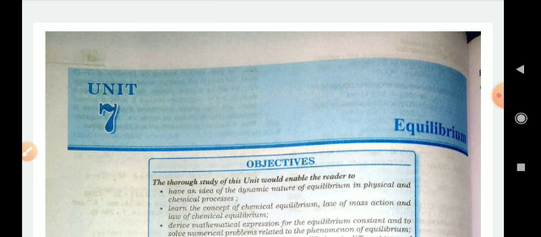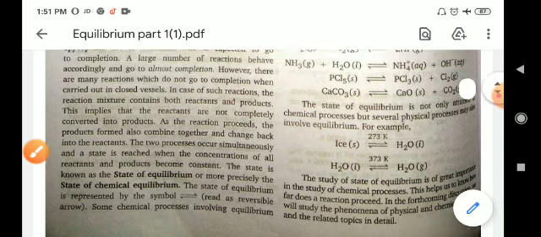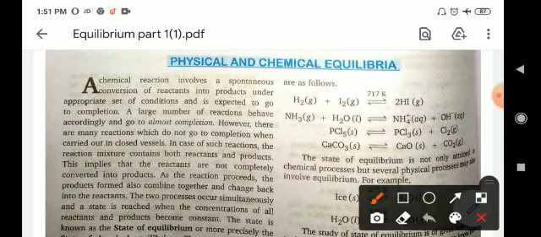Today in this class we will discuss equilibrium. So what is equilibrium? Equilibrium means that at a point in a reaction, the concentration of the reactant and product become equal. At this point the reactant will not go into the product and the product will not go into the reactant, meaning the reaction has completely stopped. This type of condition is known as equilibrium.